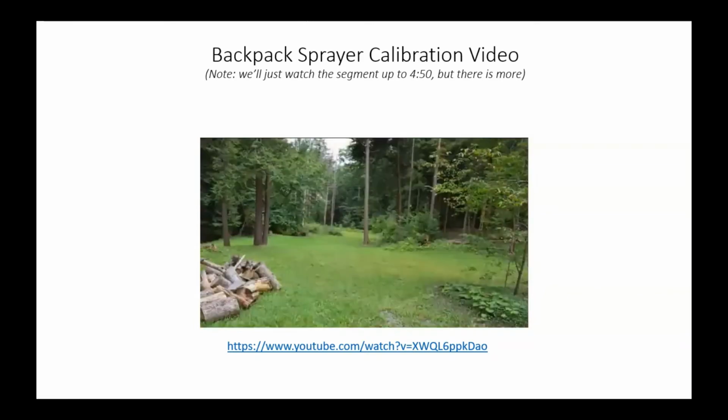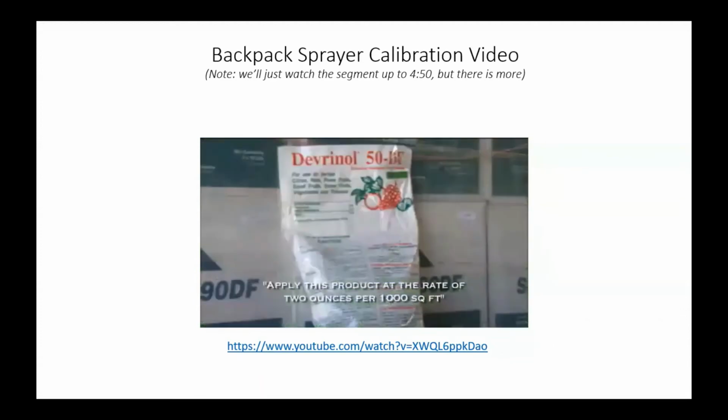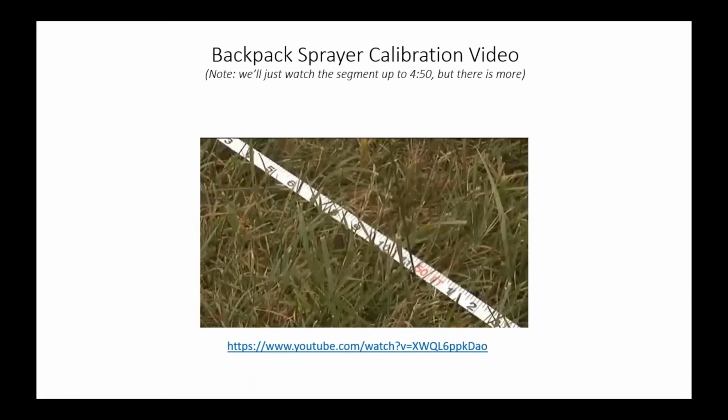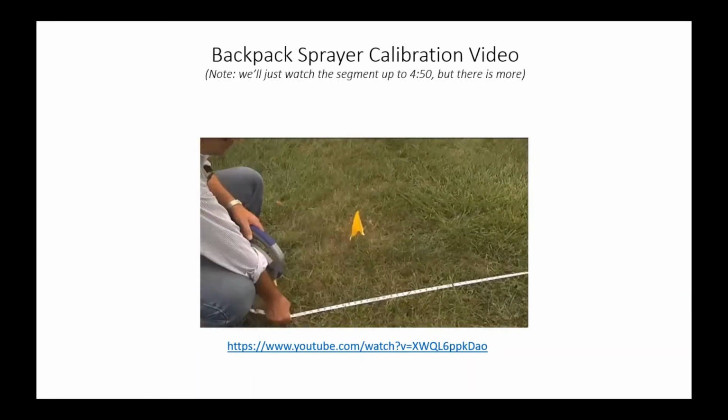Now to calibration. Let's start with the method for land areas like turf, planting beds, or gardens. This method is appropriate when you're using a pesticide that's applied on the basis of 1,000 square feet. An example from a pesticide label would be, apply this product at the rate of 2 ounces per 1,000 square feet. Step 1. On a surface similar to the treatment area, stake out a plot of 1,000 square feet. Here we'll be doing a plot of 50 feet by 20 feet.